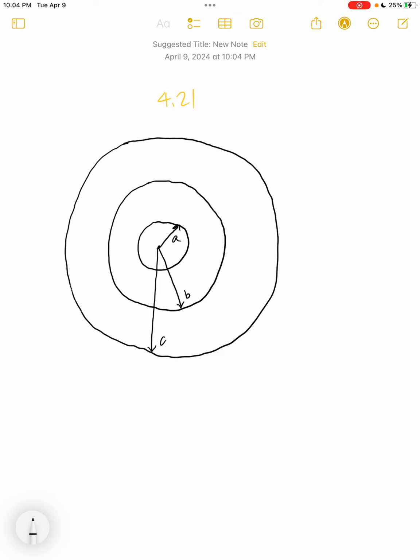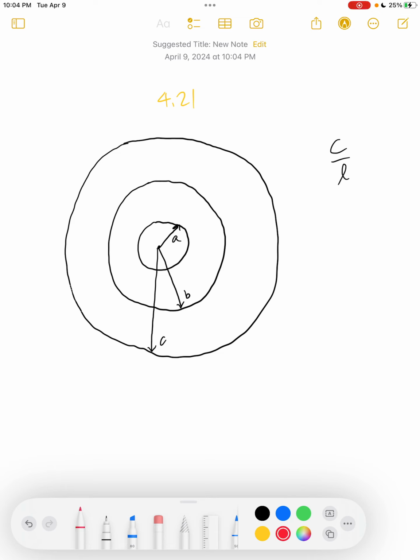Okay, so problem 21 says, a certain coaxial cable consists of a copper wire, radius A, surrounded by a concentric copper tube of inner radius C. The space between is partially filled from B out to C with material of dielectric constant epsilon sub r, as shown. Find the capacitance per unit length of this cable. So we want capacitance per unit length. That's what we're after here.